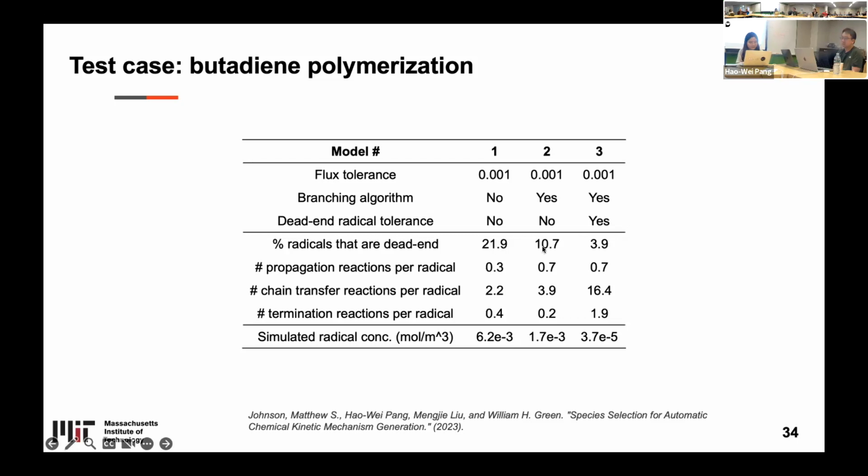When I turn on the branching algorithm, it decreases that ratio a little bit. But when I use the dead end radical tolerance, it decreases it even further. It really changes the simulation result for the radical concentration. If you don't use it, you get a very high concentration of radicals in your system, which can make an order of two magnitude change. It's quite large, and it can change the prediction of your model a lot.